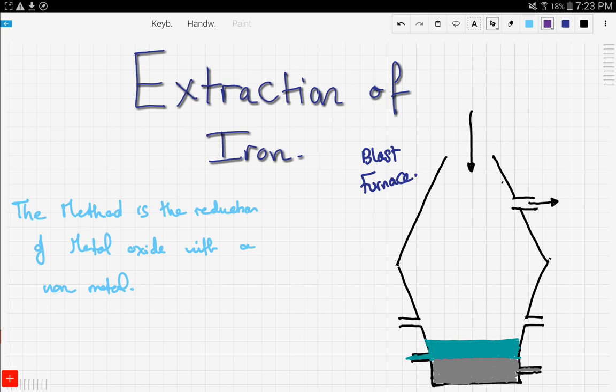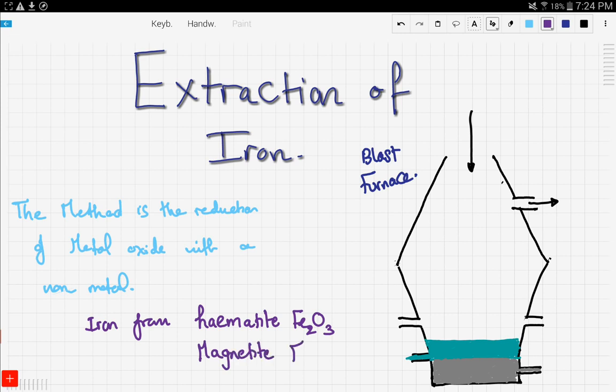And also you have to note that iron is extracted from the ore called hematite, and it's iron 3 oxide. And also it can be extracted from magnetite, which is iron 4 oxide. So this is iron 4 oxide. Now, these two ores contain 60% iron.